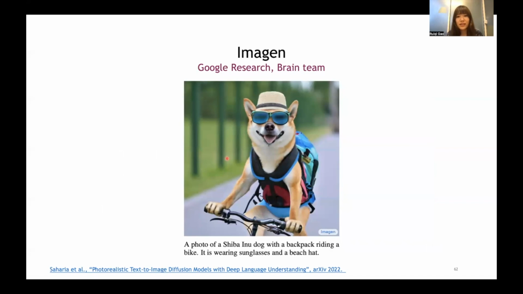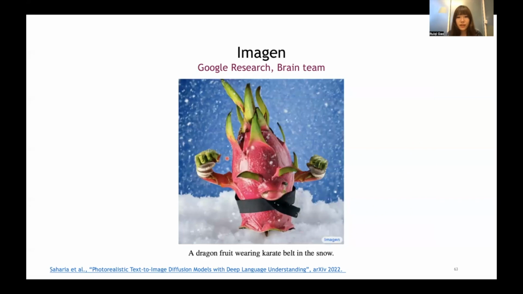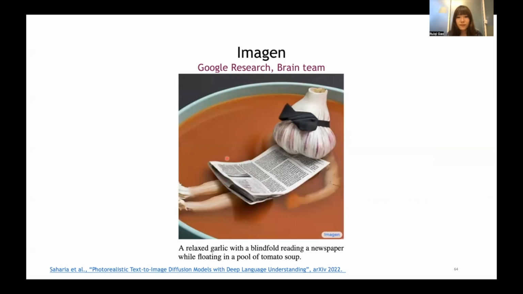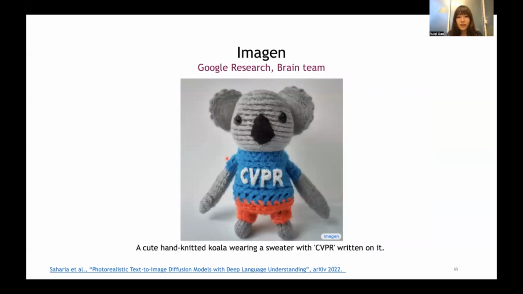So I will first present several examples of Imagen. Yeah, this is my favorite one because I just created it to make it related to CVPR.